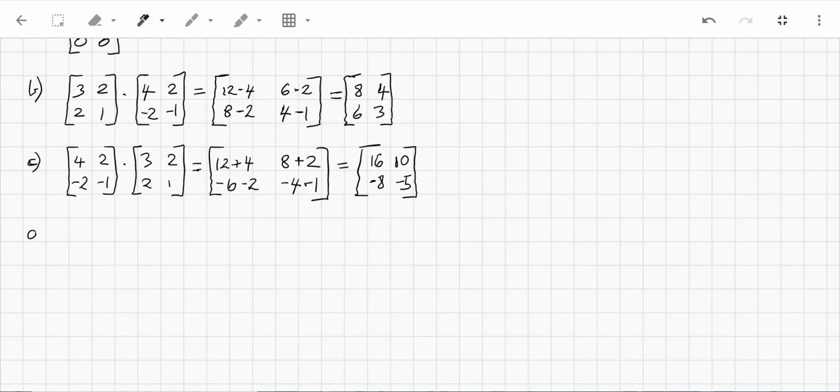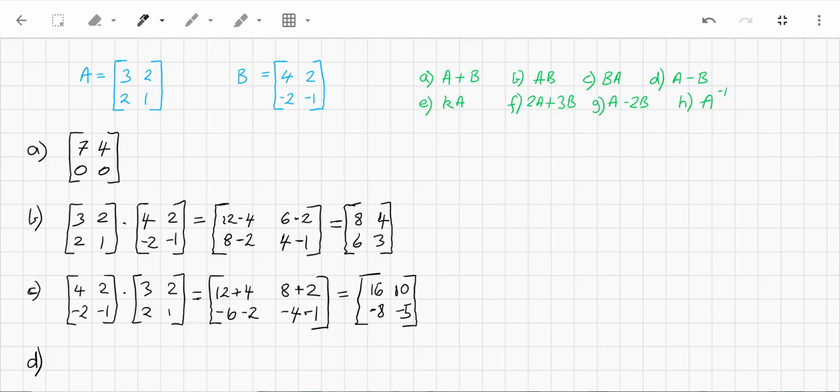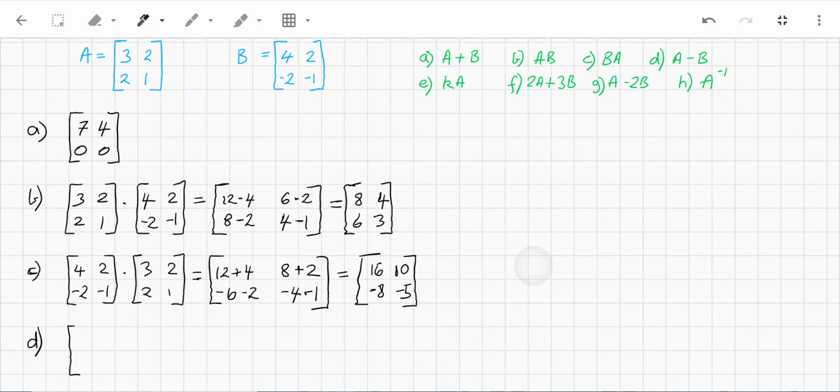Part D, I want to figure out A subtract B. 3 minus 4, negative 1. 2 minus 2, 0. 2 minus negative 2 is 4. And 1 minus negative 1 is 2.